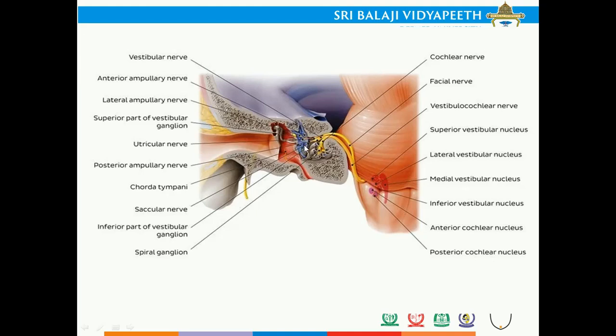So what you see is all the vessels within the labyrinth, and here you find the separation of the inner ear from the middle ear. This is the middle ear, and here you find the stapes, the incus and the malleus together. This is the tympanic membrane that separates the middle ear cavity from the external ear. So this is a cross section of the entire ear that has been shown very clearly in this image.